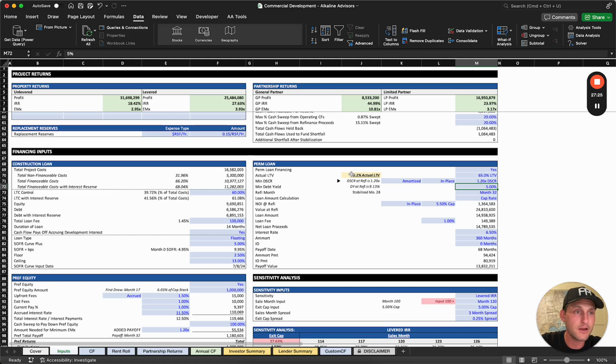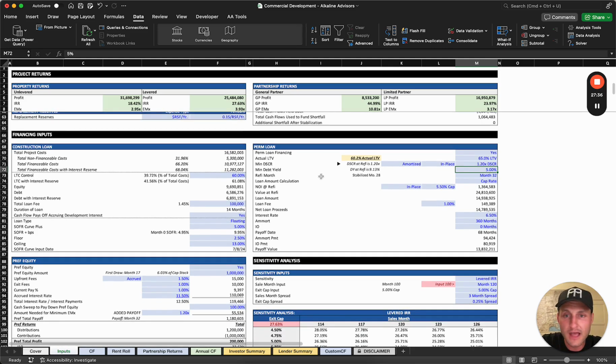Now, bear with me. I know I said this was going to be 25 minutes. We're at minute 27, but the inputs tab is going to be the longest run through, and then everything else should be cake. So that's the perm loan section.